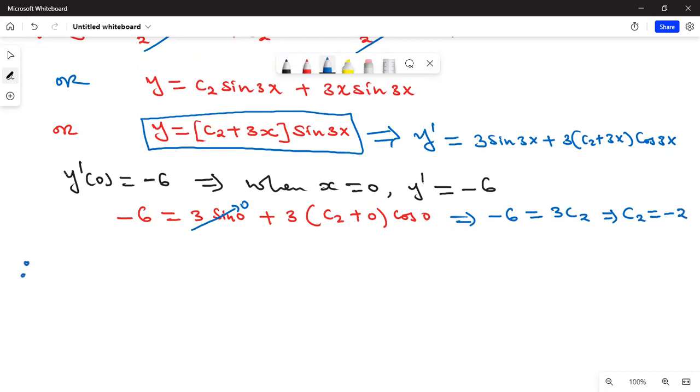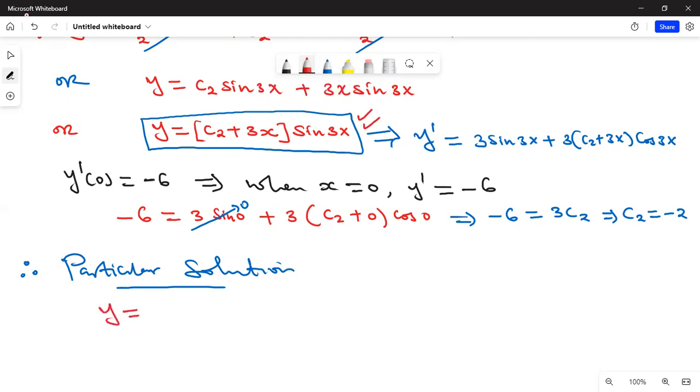So therefore, our particular solution. I now replace it back here where we have C2. So that means we'll have y is equal to 3x minus 2 times sine of 3x. So that's the particular solution of the given problem in part B.